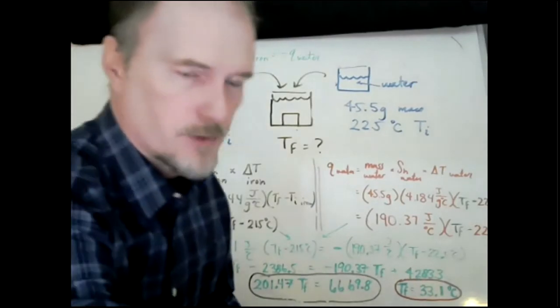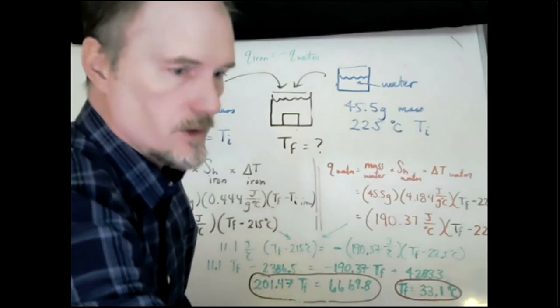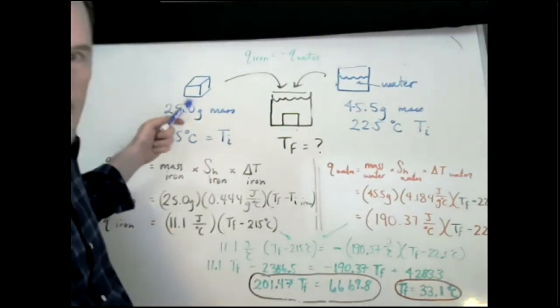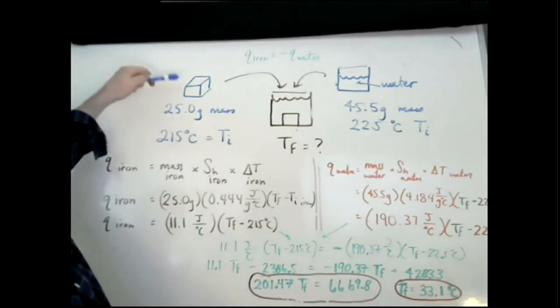I'm going to read out the numbers as we go through, so you'll be able to see what we're doing here. I am first writing down the information that we are given in the problem, and that is in blue here. So I have a piece of iron.